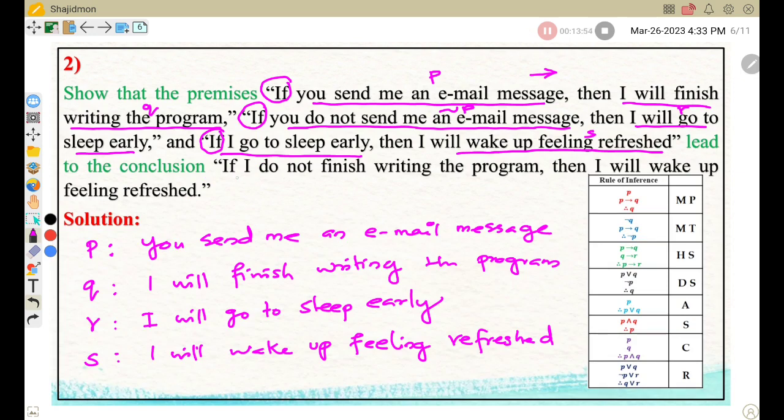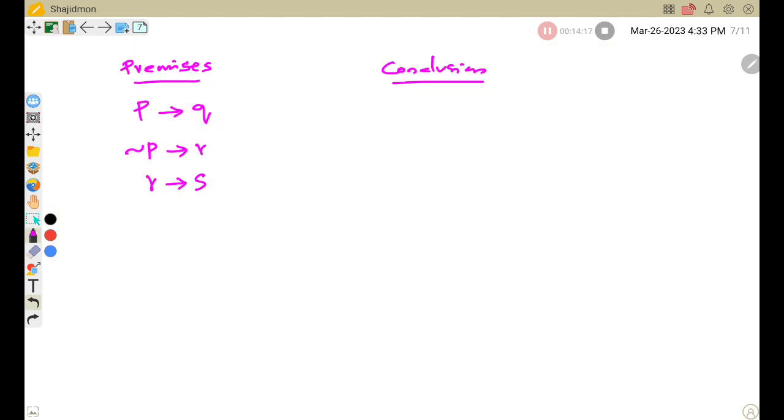What is the conclusion? If I do not finish writing the program, "not" is there. I do not finish writing the program, that means negation of Q, correct? Then I will wake up feeling refreshed means S. So negation of Q implies S, because it is an "if" statement, a conditional statement. So we can write the conclusion here: negation of Q gives S. Yeah, so this is the question.